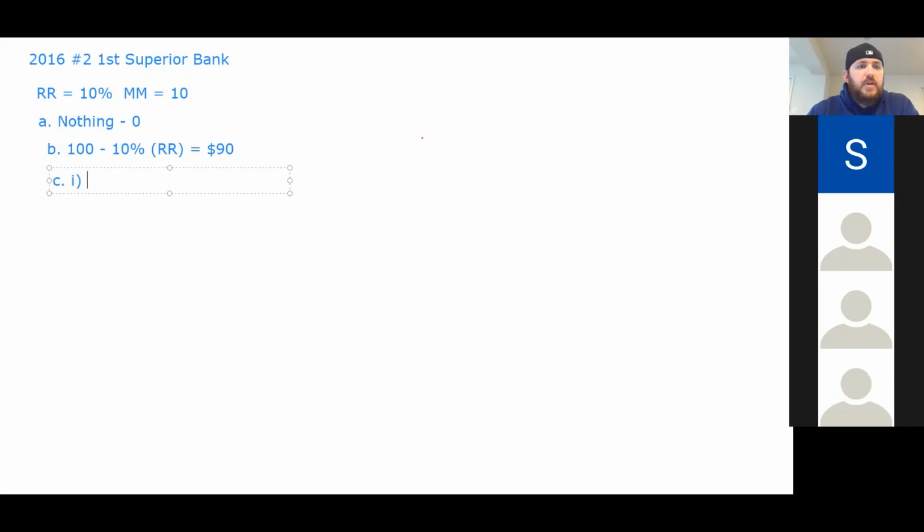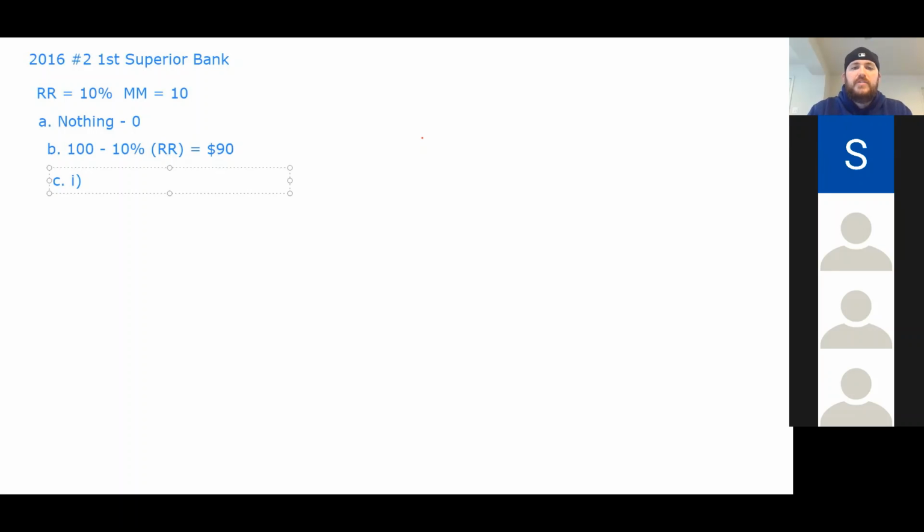And C1 is asking this. As a result of Mr. Smith's $100 cash deposit, calculate the maximum change over time in each of the following in the banking system. This is where my little cheat sheet is going to come into play. So we want to know the maximum changes in the banking system over time in these 2 categories. First one is loans, and the second one is demand deposits.